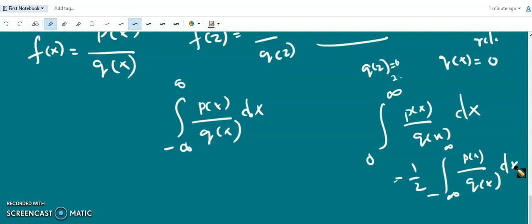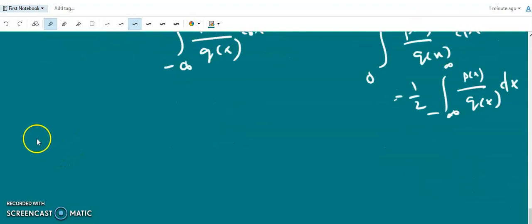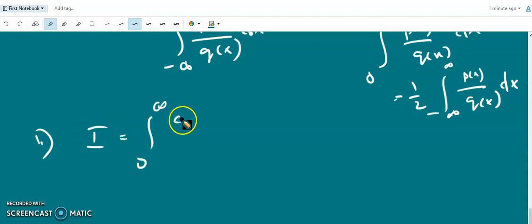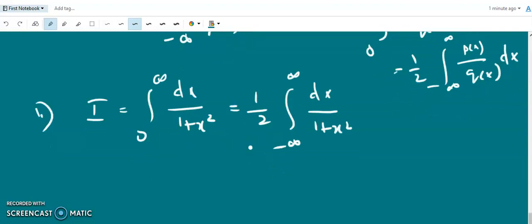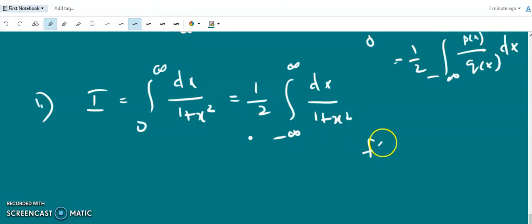So this is the theory. Now we can do some problems. Okay, so the first question is: evaluate the integral I equal to integral 0 to infinity dx by 1 plus x square. This can be written as half times integral minus infinity to plus infinity dx by 1 plus x square. When the limits are 0 to infinity, we make it minus infinity to plus infinity by multiplying by half. So now here f of x is equal to 1 over 1 plus x square, but we have to consider the corresponding complex function.